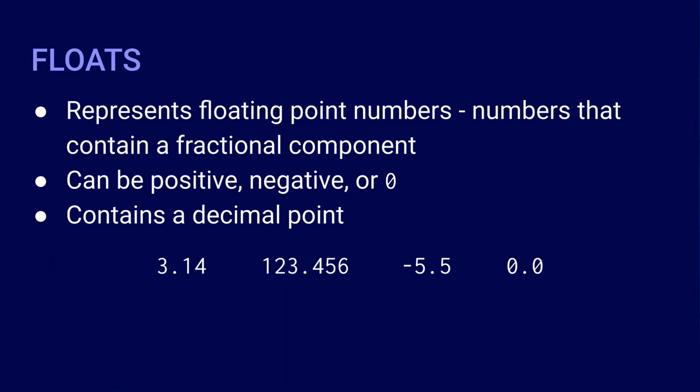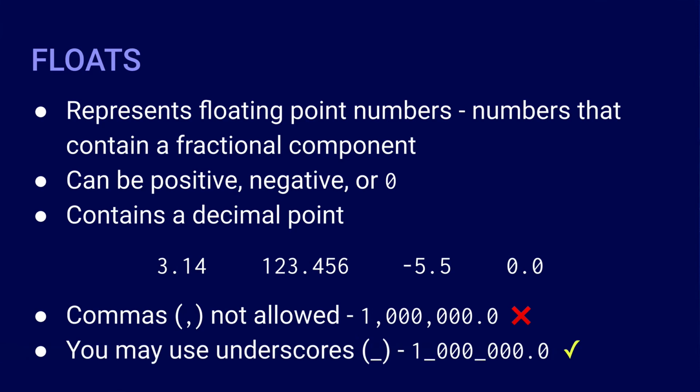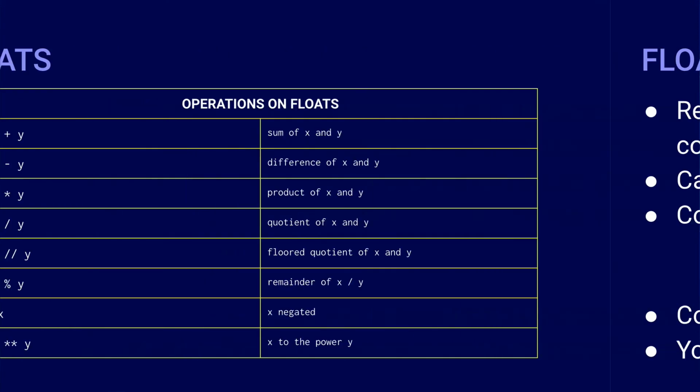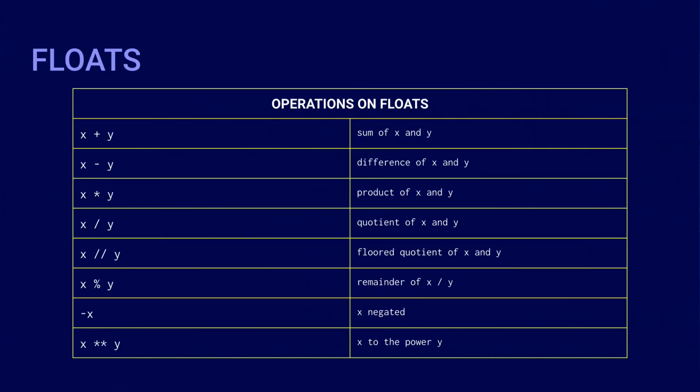So these are some examples. 3.14, 123.456, -5.5, 0.0, and so on. And just like integers, no commas are allowed in floats. As for operations on floats, just like integers, you can do arithmetic operations on them as well. Up next, we have the string data type.